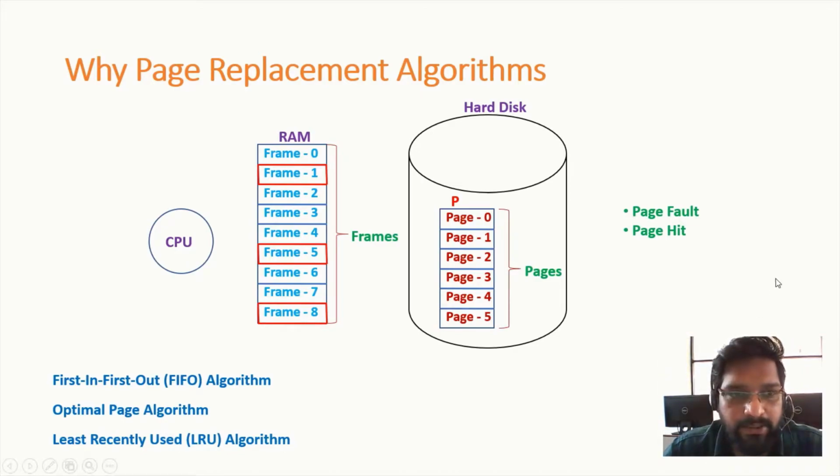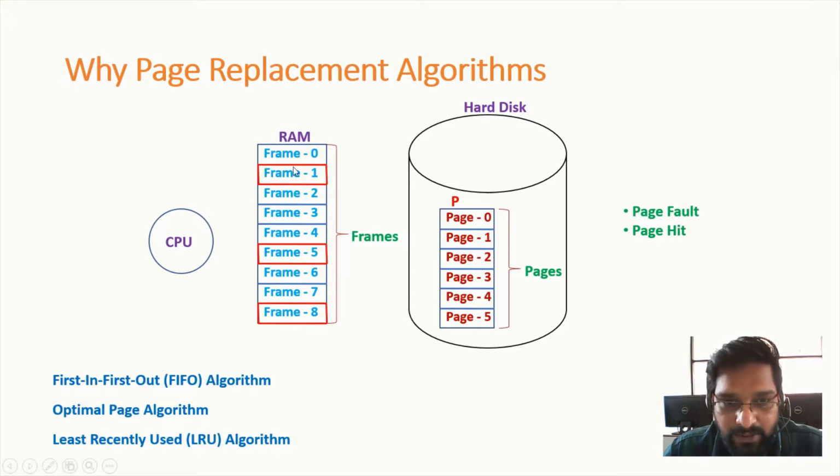So let me discuss why we need page replacement algorithm. In order to discuss this, I have taken the following diagram. In this diagram, I have a hard disk, and inside this hard disk, I have a process called P, and this process P has been divided into 6 pages, right? Next, I have a RAM, and this RAM has been divided into totally 9 frames.